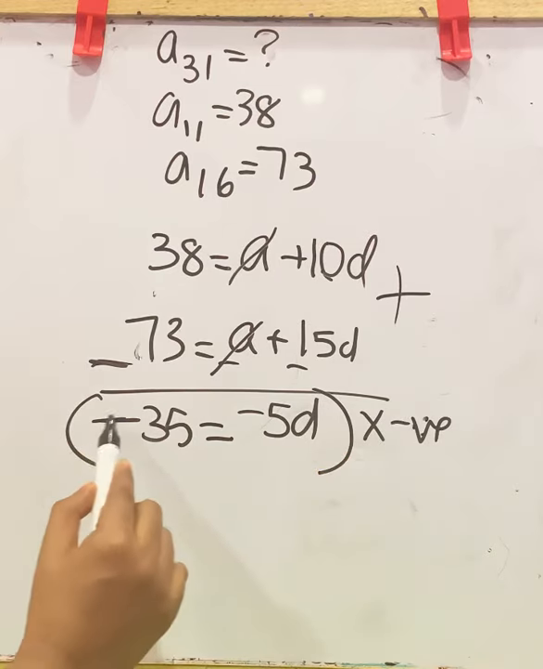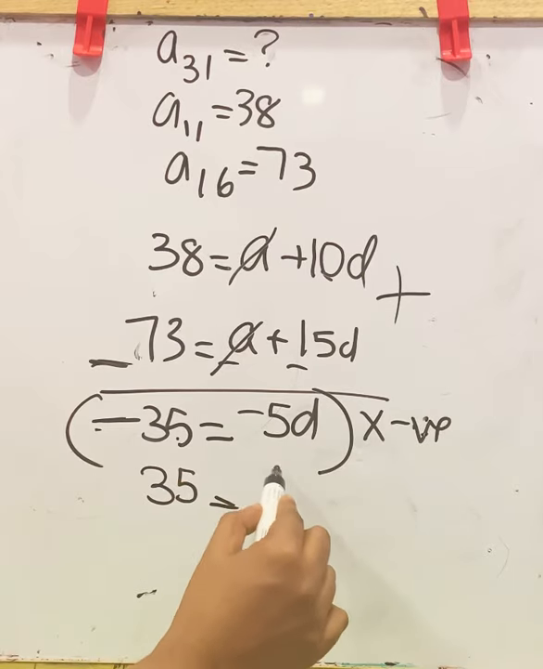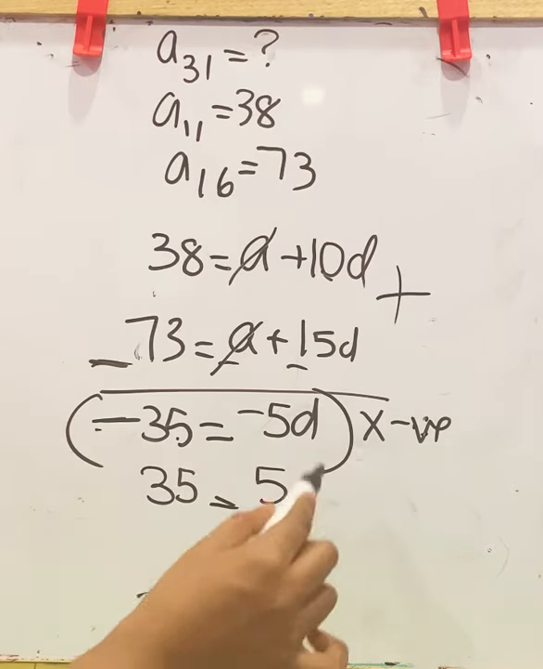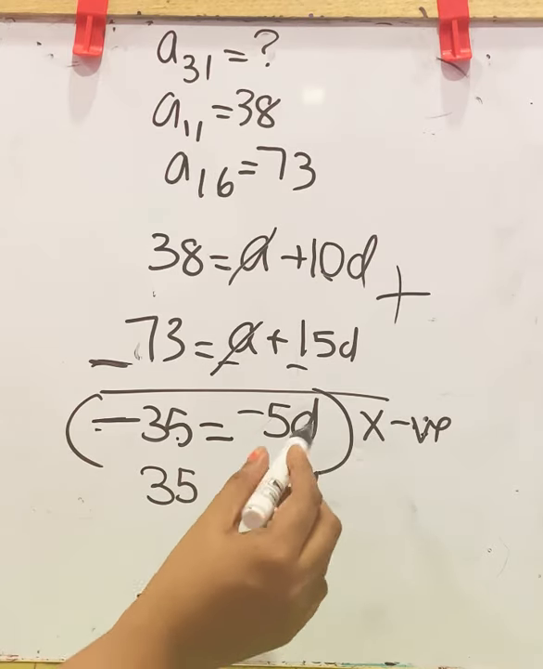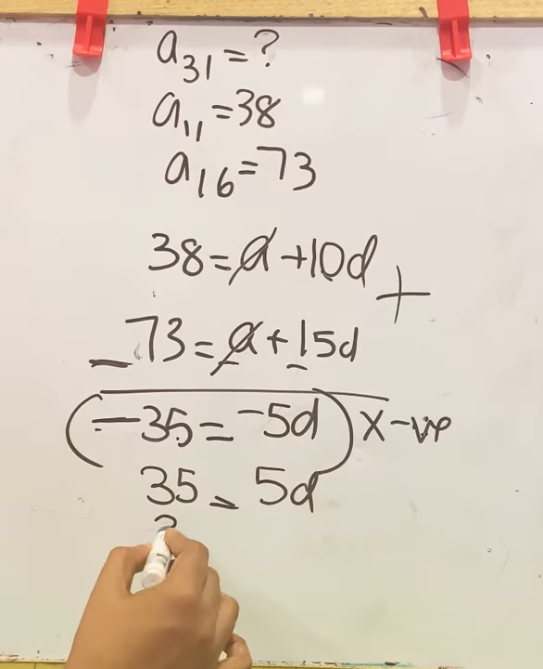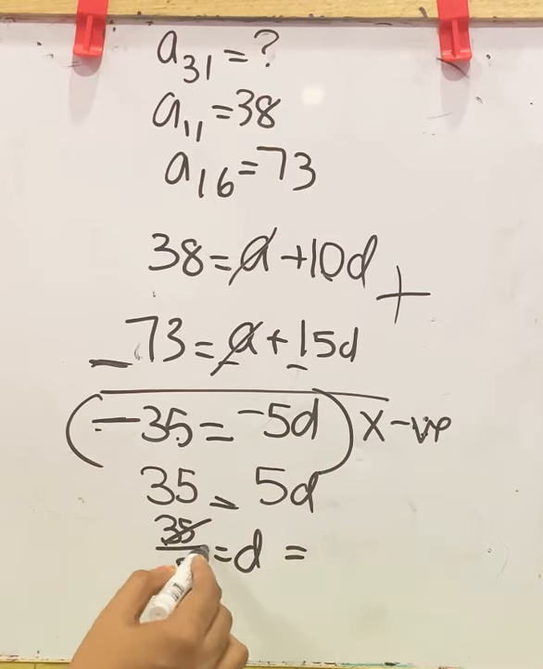That is negative into negative 35, positive 35. Negative into negative 5D, positive 5D. Now it is a positive equation. No negatives are there. Now keep D there, take 5 to the other side, it becomes 35 by 5 equal to D. So the value of D is 7.